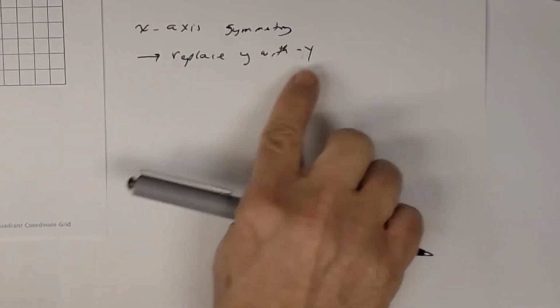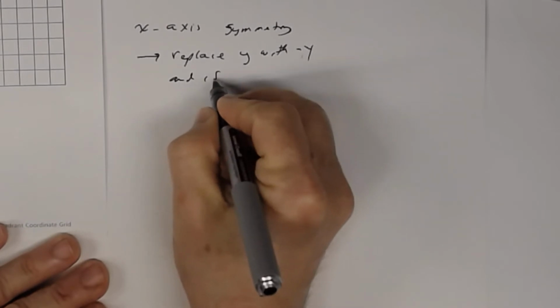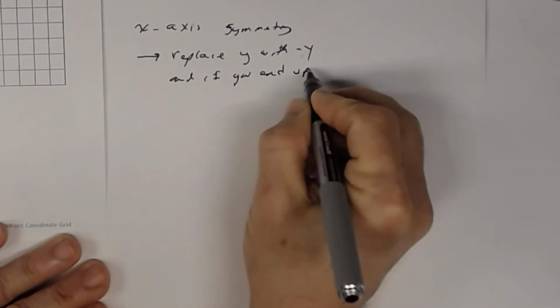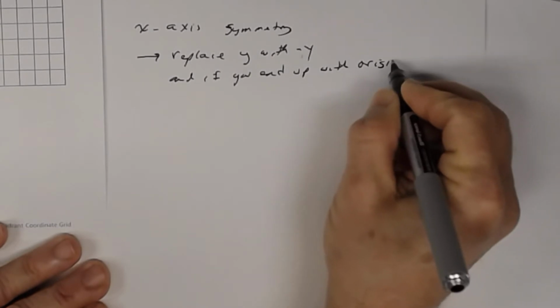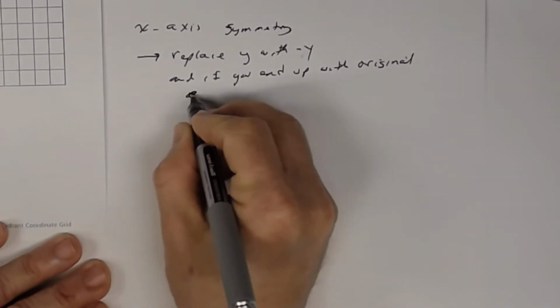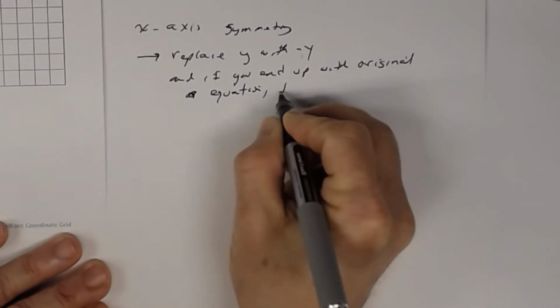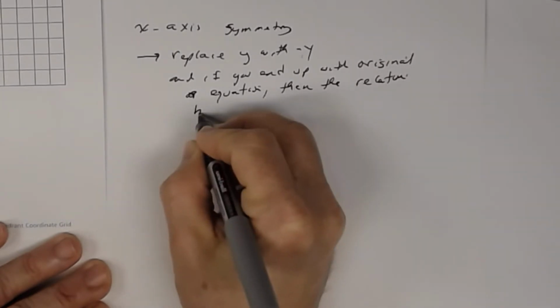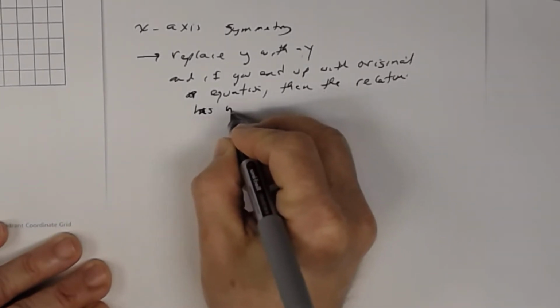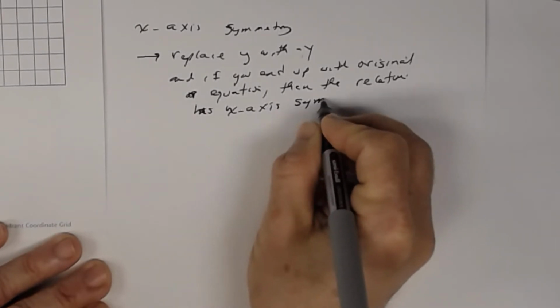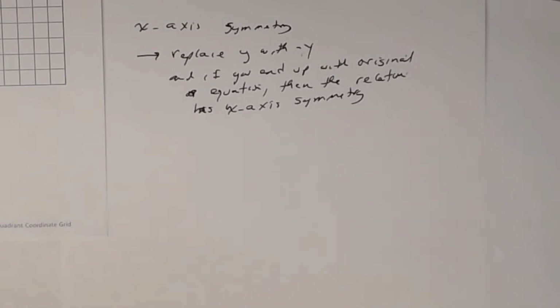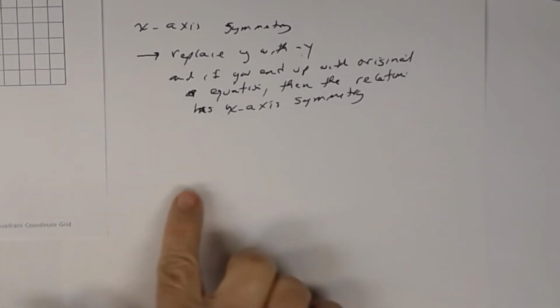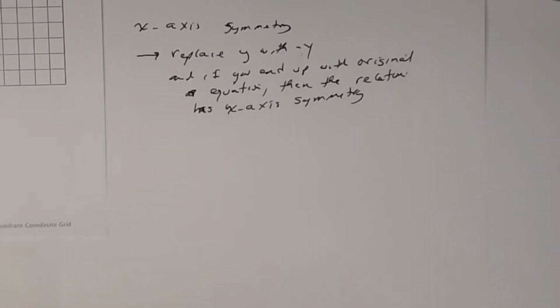X-axis symmetry, replace y with -y. And if you end up with the original equation, then the relation has x-axis symmetry. Okay, so to determine if a relation has x-axis symmetry, you replace y with -y. And after you simplify, if what you end up with looks exactly like the original, then it has x-axis symmetry.